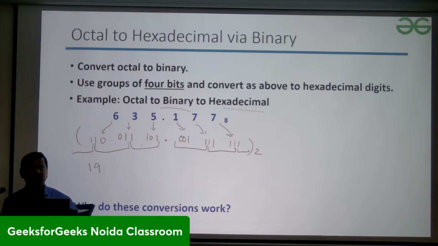13 is represented as D. So 19D as an integral part. Now let me check the fractional part. It is going to be 3F8. Okay, so if I combine this, the result is going to be 19D dot 3F8 in hexadecimal representation.